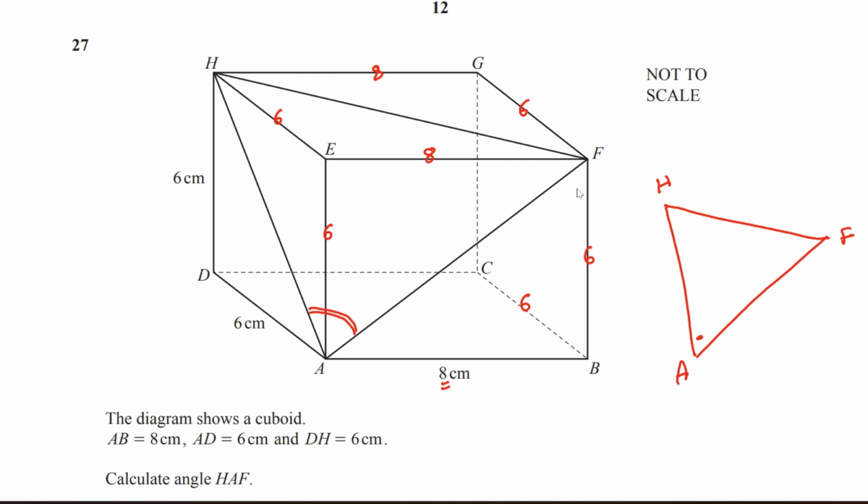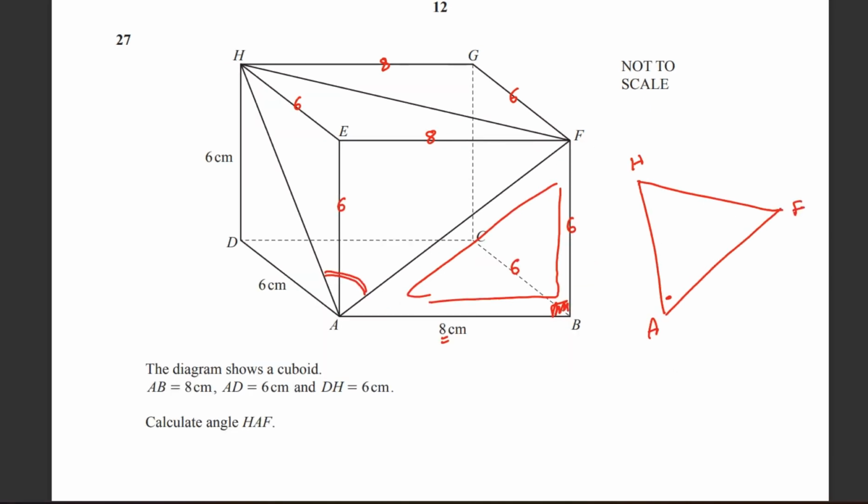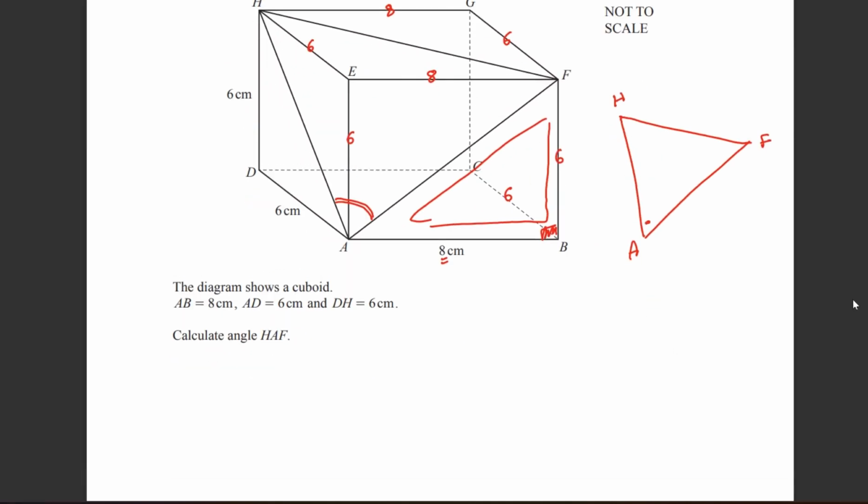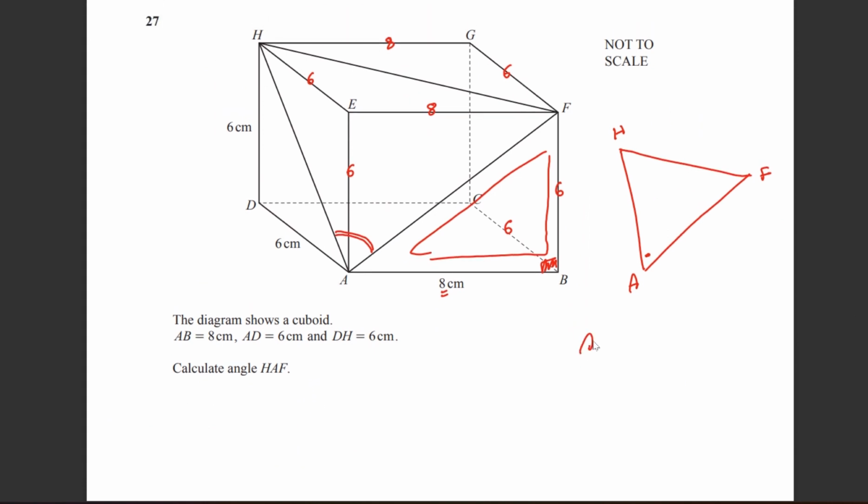So how to get AF? AF will be the hypotenuse. So root of 6 squared plus 8 squared, which is 10 centimeters. Same for HF, the upper one. HF equals, same, 10 centimeters.